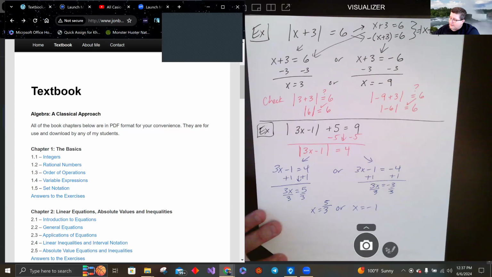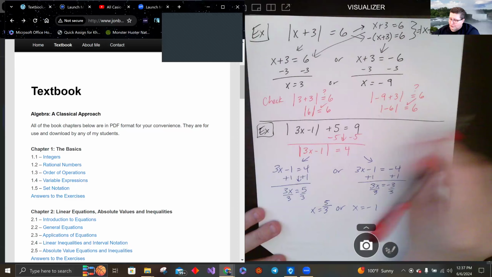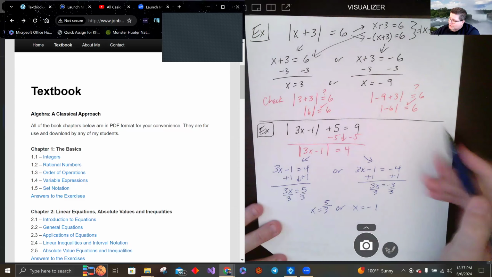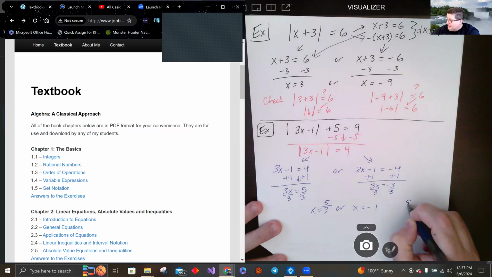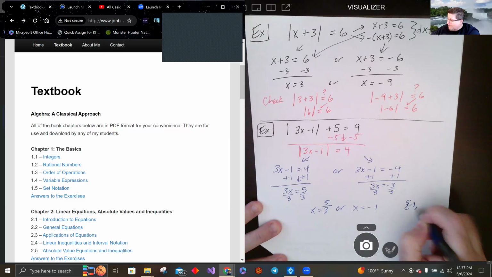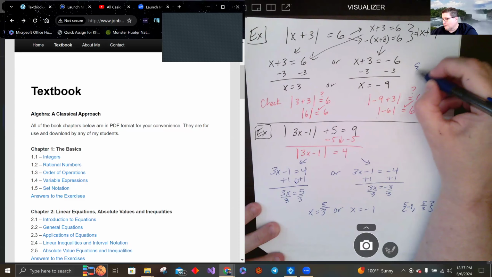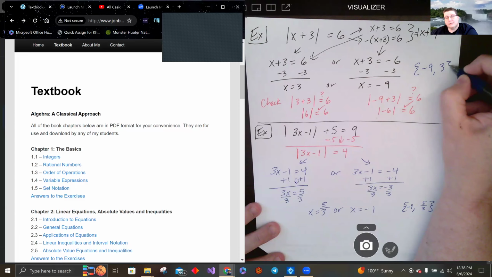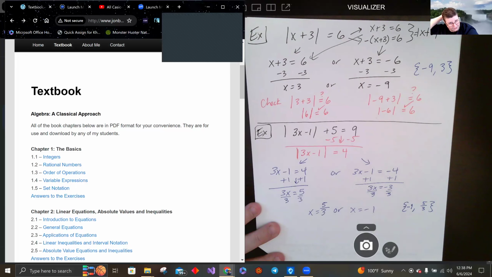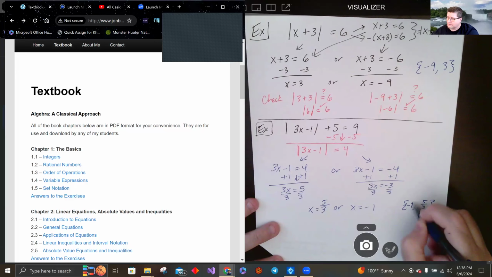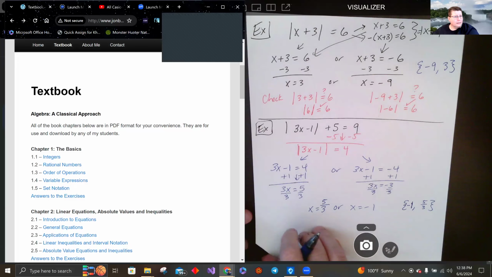The homework problems like to do stuff in solution sets. So the solution set here is negative 1 and 5/3. The solution set up here was negative 9 and 3. We talked about solution sets in, I want to say 1.5 set notation. Or we talked about how sets are written. Let's do another one.